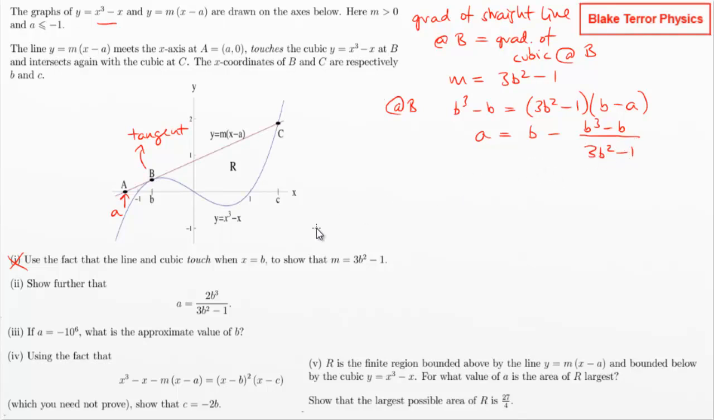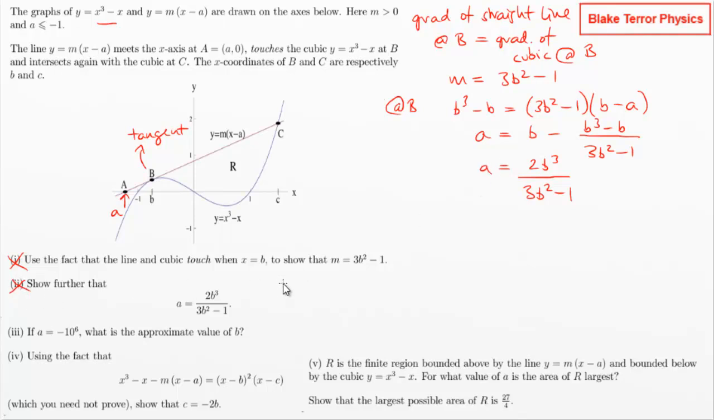So is that going to get anything like this by the time we finish with it all? So we've got the 3b squared minus 1 bit there, but we've got 3b cubed minus b cubed, so that's 2b cubed, and then minus b plus b. So yeah, it does come out exactly as we want. 2b cubed over 3b squared minus 1. Okay, so that was fine as well.